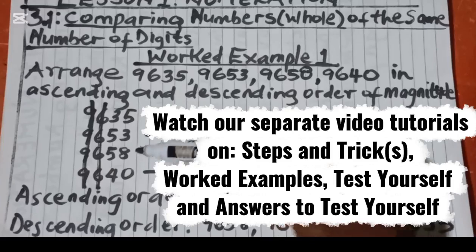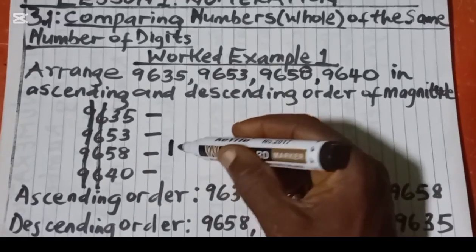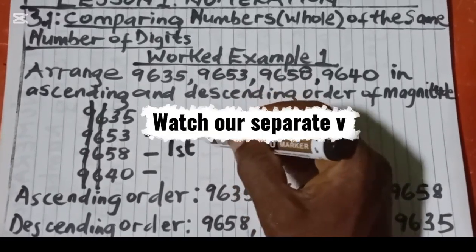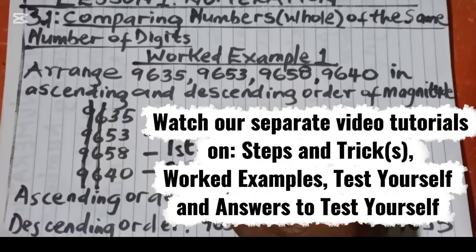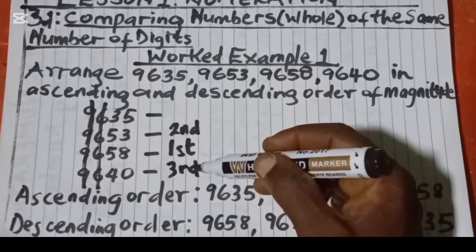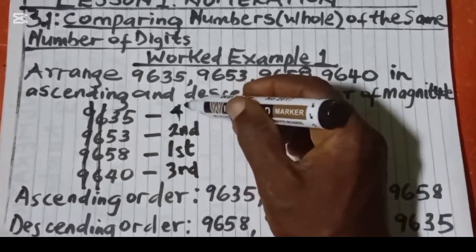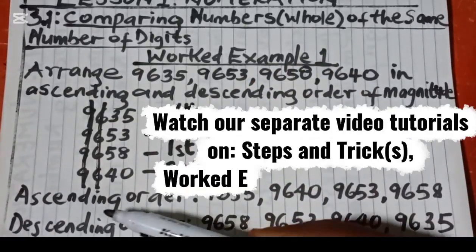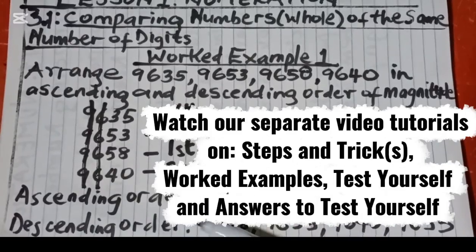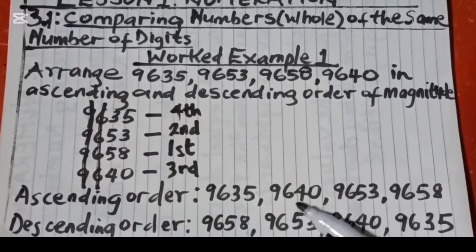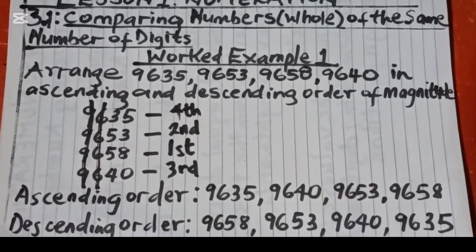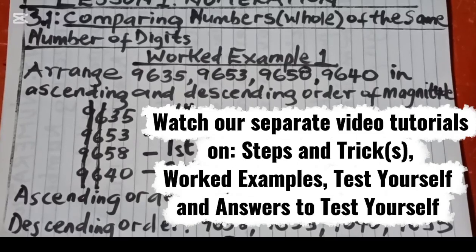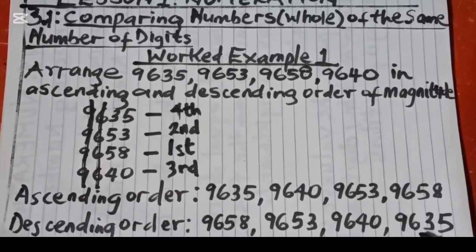58 is the biggest, so it takes first position. 53, second position. 40, third position. And lastly, 35 takes last position. So the numbers are arranged in ascending order, meaning from the smallest to the biggest: fourth, third, second, and first. And in descending order, from the biggest to the smallest: first, second, third, and fourth.